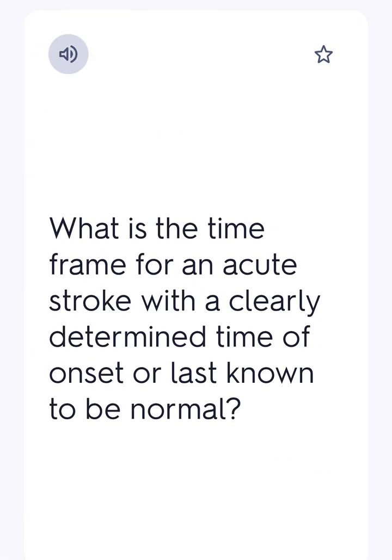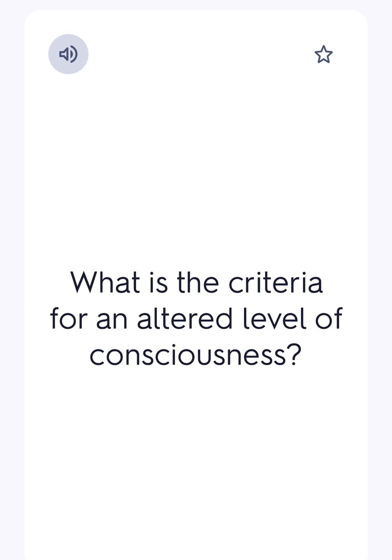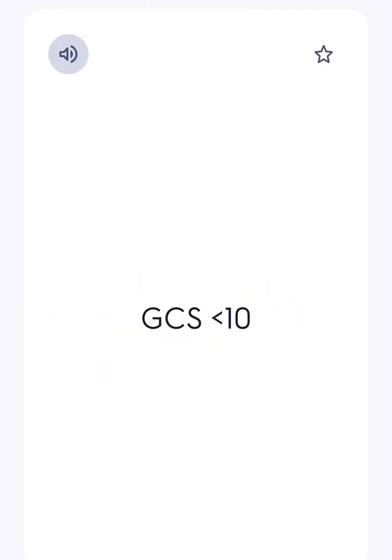What is the time frame for an acute stroke with a clearly determined time of onset or last known to be normal? Less than 6 hours. What is the criteria for an altered level of consciousness? GCS less than 10.